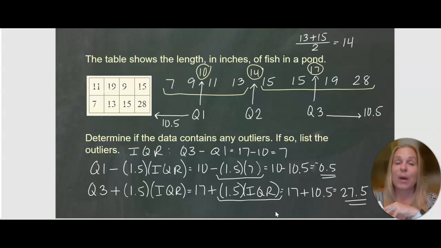All right, so I do have a number outside that range. On the left, I don't have anything smaller than negative 0.5, but I do have something larger than 27.5, and that's 28. So there is an outlier in this data.